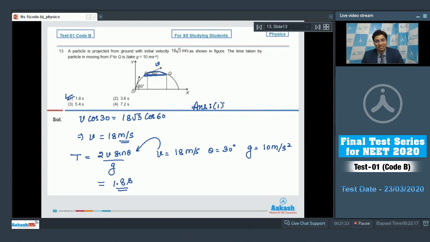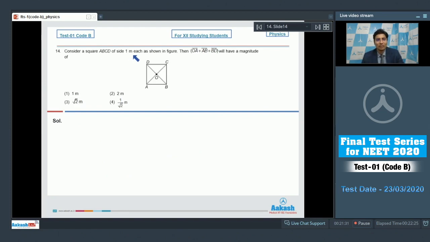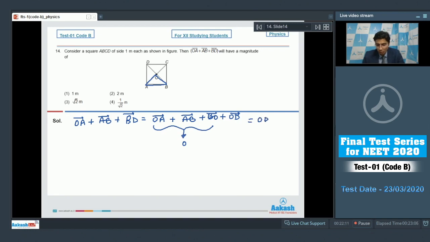Now moving on to question number 14. Question 14 says that consider a square ABCD of side 1 meter each as shown in the figure. OA vector plus AB vector plus BD vector will have a magnitude of. Dear students, OA vector plus AB vector plus BD vector can be written as OA vector plus AB vector plus BO vector plus OD vector. And we can see that OA vector plus AB vector plus BO vector will be 0, because they form the closed triangle as just marked in the figure. So this will be equal to 0, and hence this will be equal to OD vector.